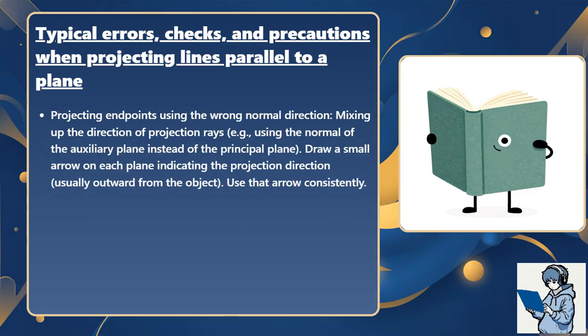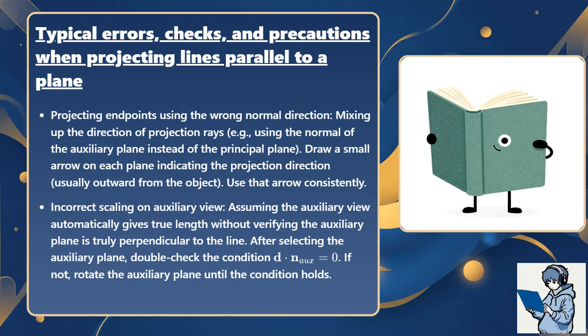Projecting endpoints using the wrong normal direction. Mixing up the direction of projection rays, for example using the normal of the auxiliary plane instead of the principal plane. Draw a small arrow on each plane indicating the projection direction, usually outward from the object. Use that arrow consistently.